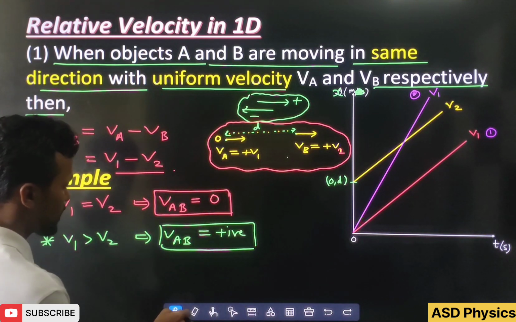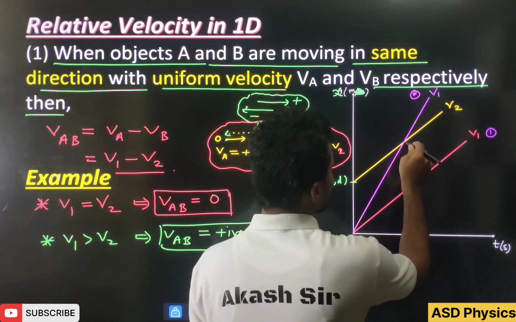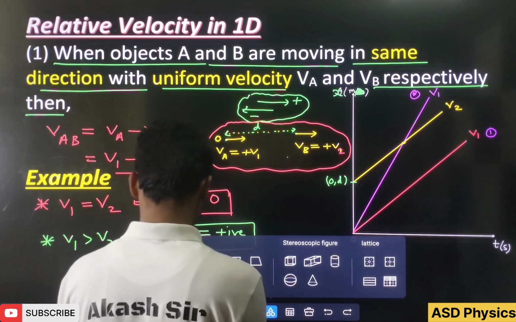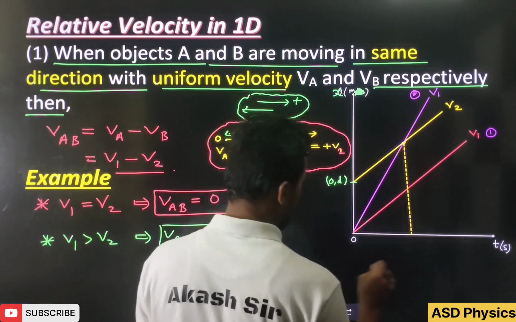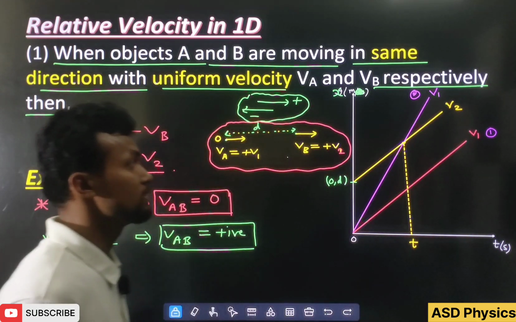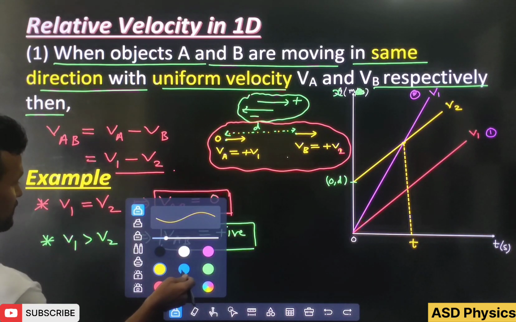So here you can see very well, when V1 is greater than V2, he will be able to catch him. Where? At this time, he will be able to catch him here. Remember that because both the lines are intersecting.